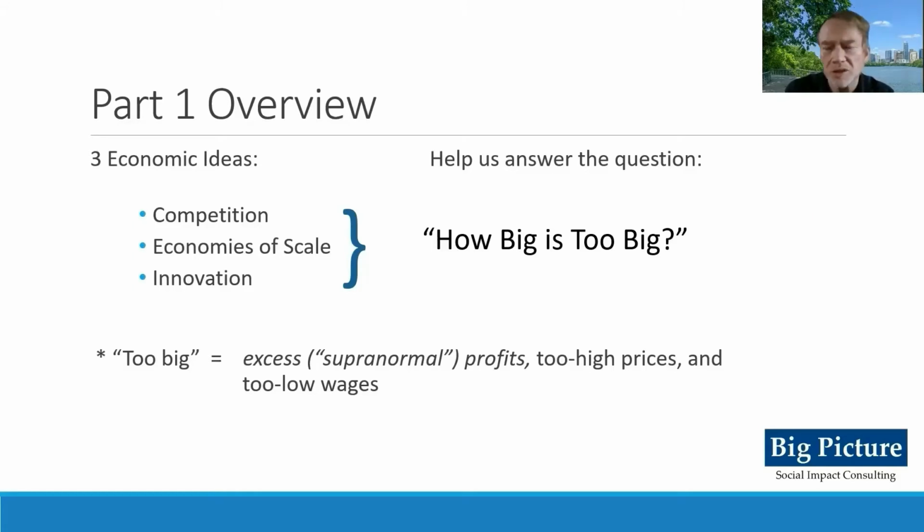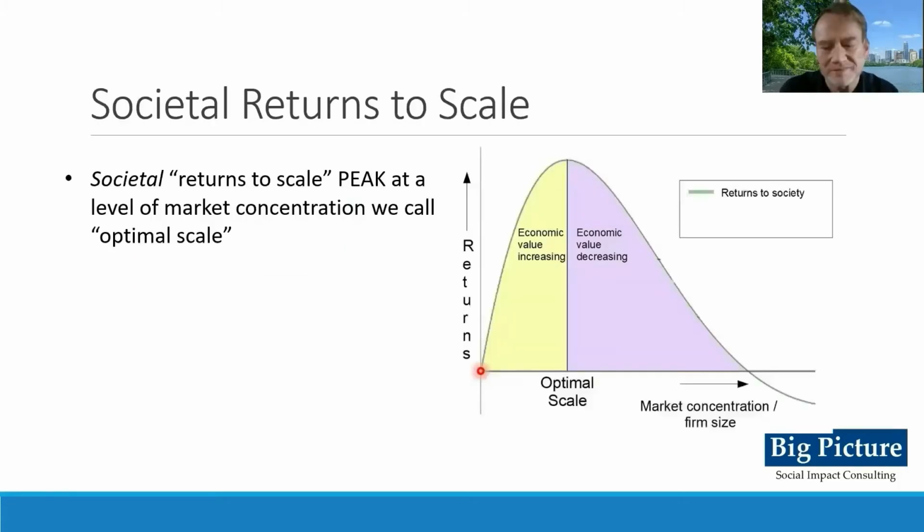Then in part two, we'll look at the cost to society when markets become too concentrated. We'll see how a market's total benefit to society increases at first as companies get bigger and markets more concentrated. And then it peaks at a level we'll call optimal scale, falling to lower and lower values after that point. This means that society not only has an interest in growing industries to optimal scale, but also an equal interest in keeping them from growing beyond optimal scale.